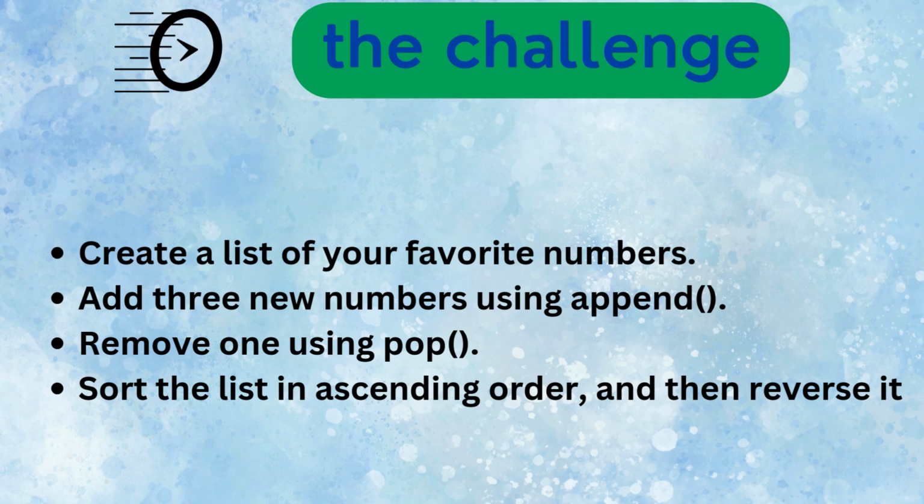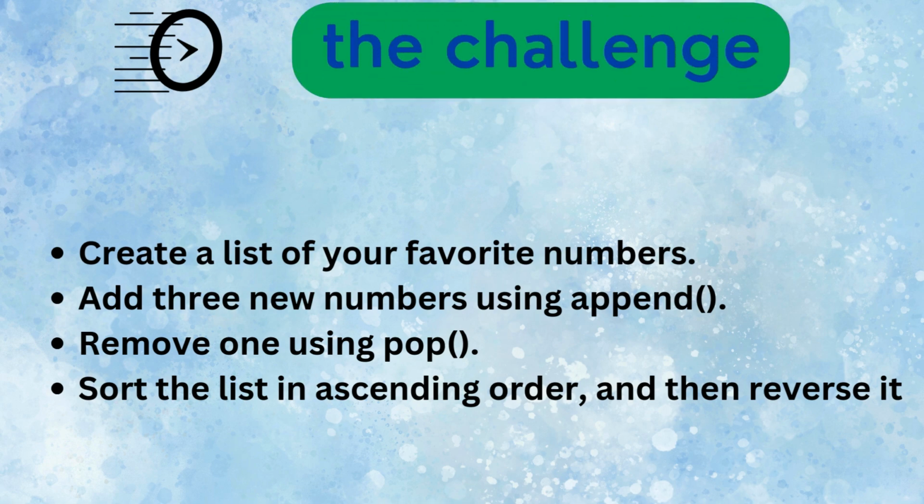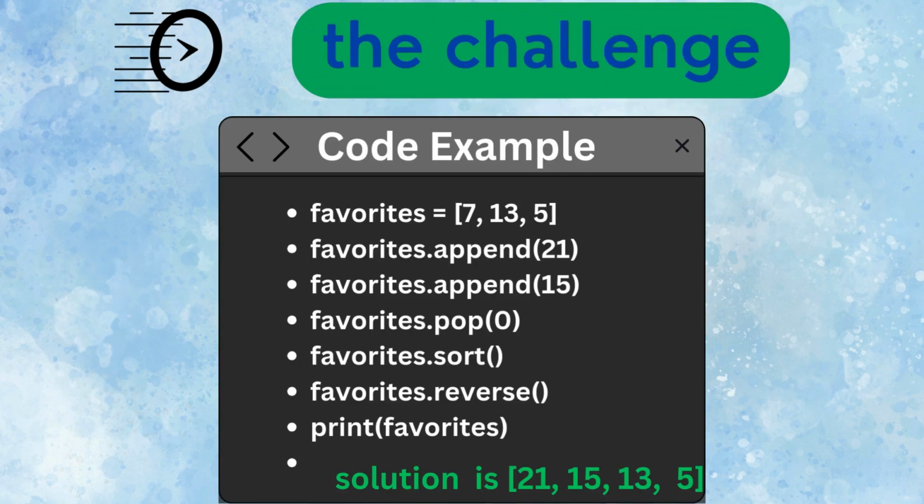Here's a quick challenge. Create a list of your favorite numbers, add 3 new numbers using append, remove 1 using pop, sort the list in ascending order, and then reverse it. Pause the video, try the challenge, and come back to see the solution. Here's one way to do it.